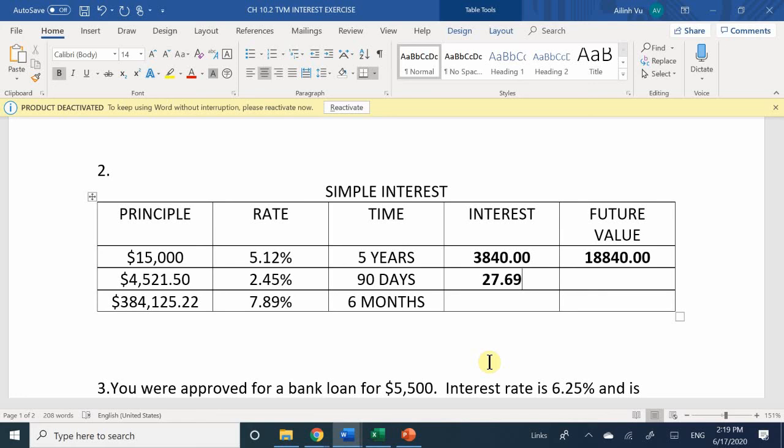Oh, I just got it too. Okay. So every time you see something other than year, you need to convert it into years. All right. So yes, the correct answer is $27.69. So you're going to take the principal, multiply it by the rate, and multiply it by a quarter of a year. A quarter of the year is equal to 90 days, which is equivalent to 3 months.